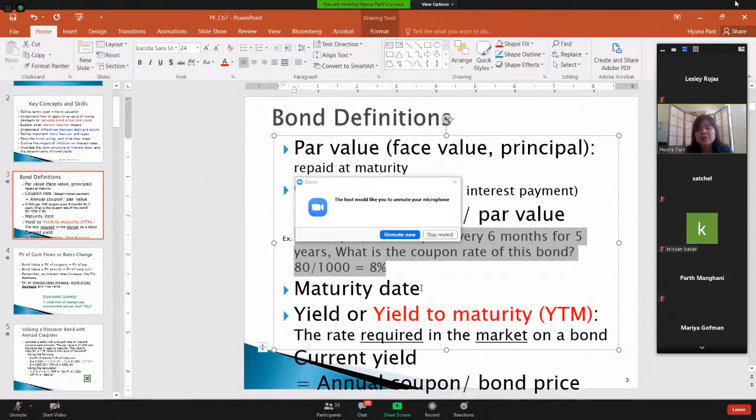Suppose you purchase this bond that has a coupon rate of 8%. If I ask you to calculate the present value of this coupon, in other words, the bond price, what are you going to do? Let me make a copy of this.